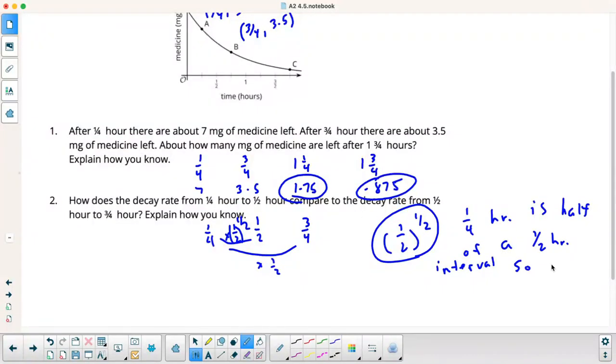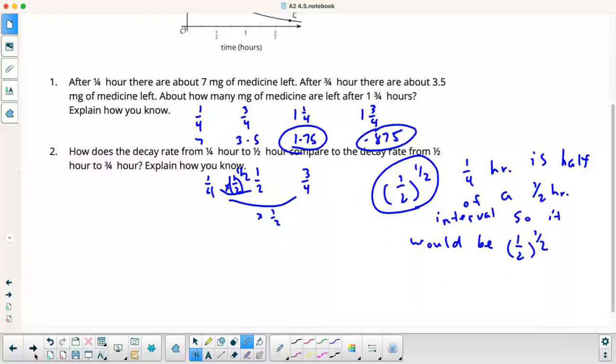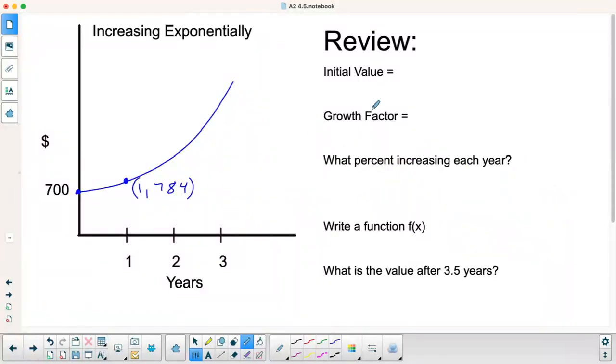So it would be 1/2 is our growth factor to the 1/2 power. Now, if it was a third of an interval, it'd be 1/2 to the 1/3 power. Okay, a little review here.